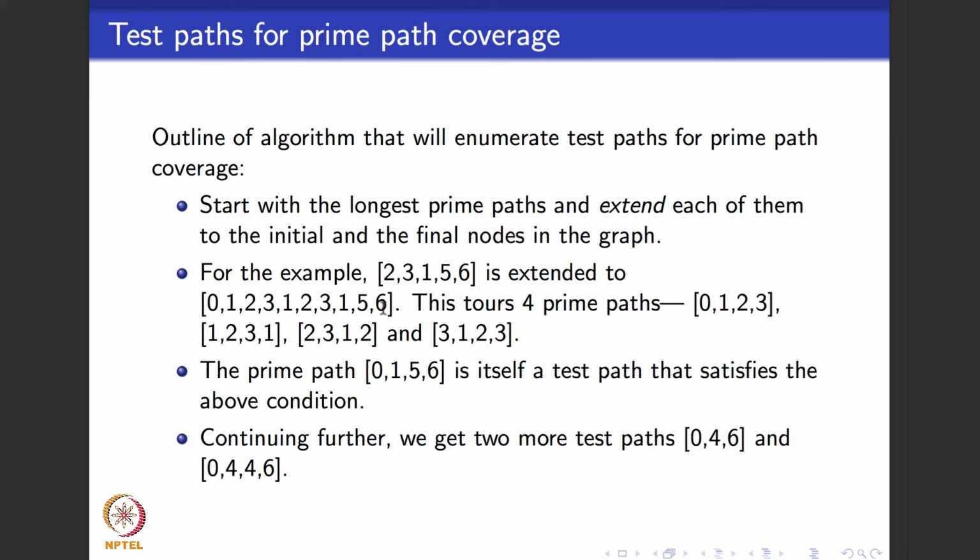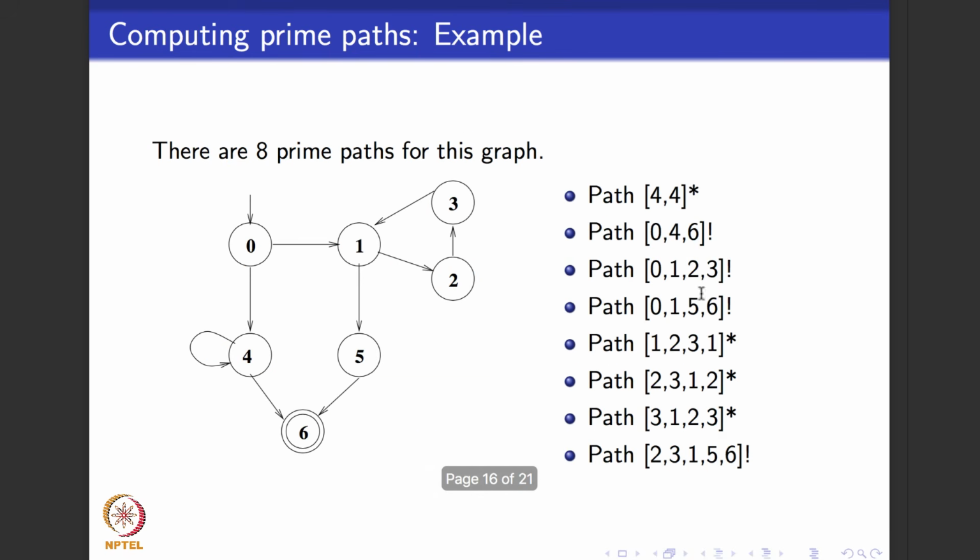So test paths need not be simple cycles. They need not be maximal simple paths. Right? So if I do that, then right there I have toured 4 prime paths in this list. I have done this loop. So I've entered the loop from the initial state and I have gone through the loop.